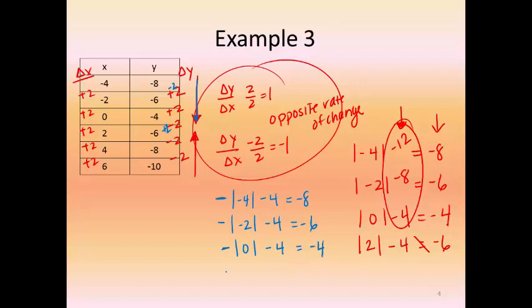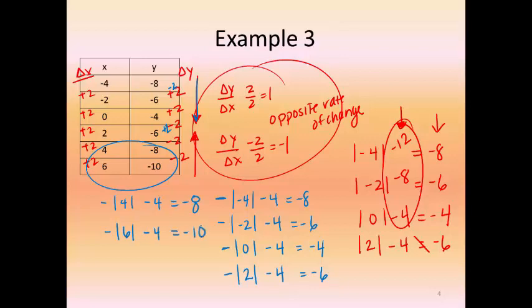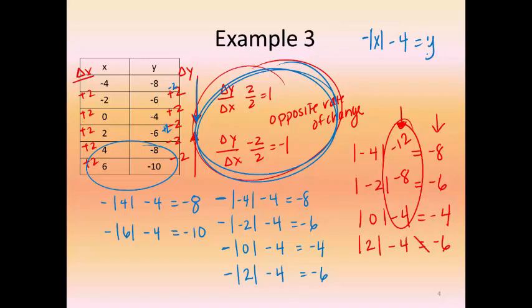Let's see if it works on the next one. Negative absolute value of positive 2 minus 4 equals negative 6 again. We've got 2 more to check. Negative absolute value of positive 4 minus 4 equals negative 8. Negative absolute value of 6 minus 4 also equals negative 10. So in this case, because it was happening in the reverse direction, we have to put an opposite sign on the outside of our absolute value. Then we can subtract 4 and we get y.